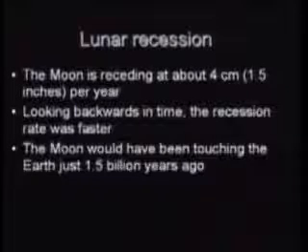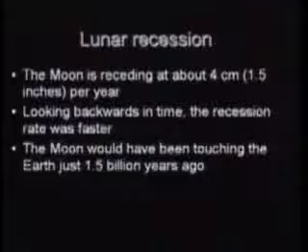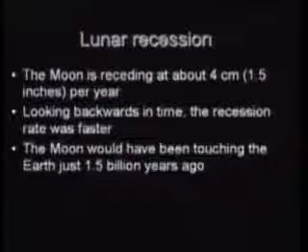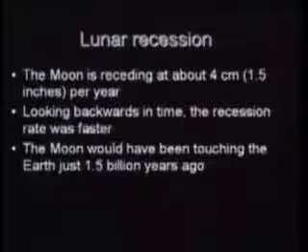But work it backwards. The closer the moon is to the Earth, the stronger this effect gets because the objects are all closer to each other and the gravity is stronger. So if you work it backwards all the way, it turns out the moon would have been touching the Earth just 1.5 billion years ago. And we know that didn't happen.